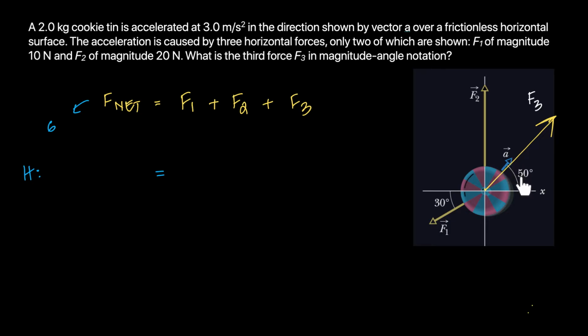What is the horizontal component of that vector? This component of the vector. So it's this force net with the angle 50. So that's going to be 6 cos 50. Let's put that in there. 6 cos 50.